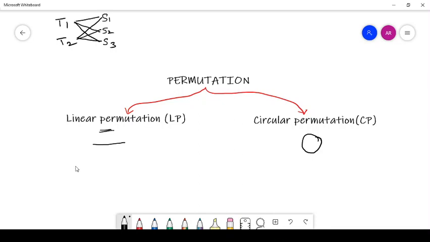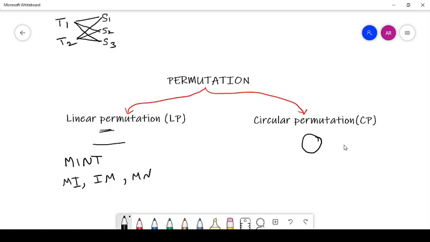For example, from the letters of the word MINT, which has four letters, the two-letter permutations are MI, IM, MN, etc. These are the linear permutations.